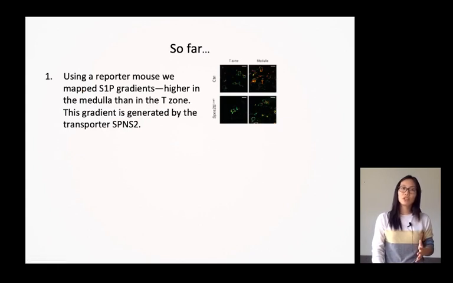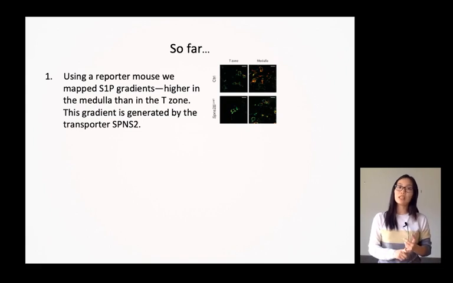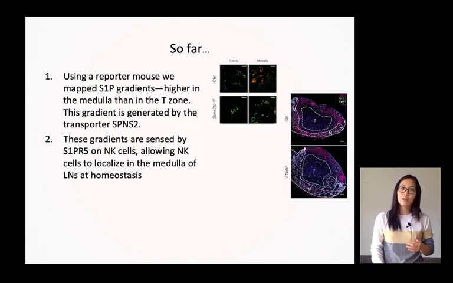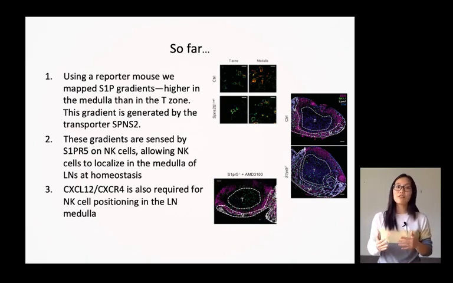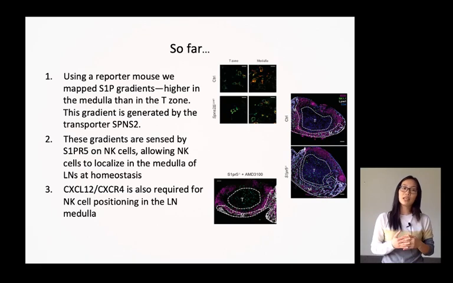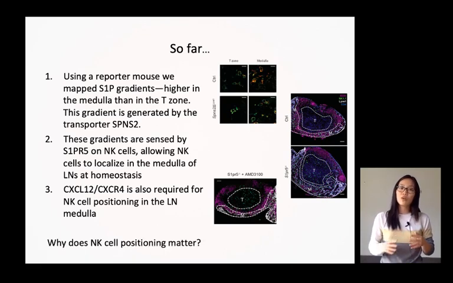Now, so far, what I've shown you is that, number one, we used the reporter mouse to map S1P gradients, and we saw that these gradients were higher in the medulla compared to the T-zone, and that this gradient is generated by the transporter Spinster2. Number two, I showed you that these gradients are sensed by S1P receptor 5 on NK cells, allowing NK cells to localize to the medulla of lymph nodes at homeostasis. And finally, I've shown you that CXCL12 and its receptor CXCR4 is also required for NK cell positioning in the lymph node medulla. So our final question was, why does NK cell positioning matter?